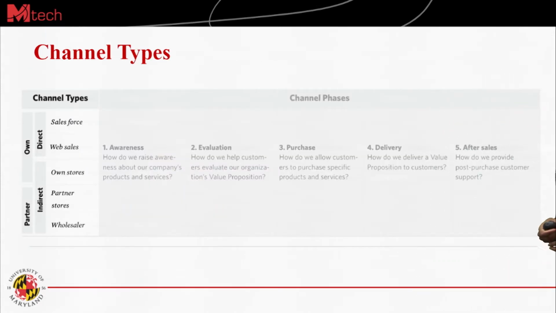So let's take a look at some channel types. Now, channel types, as you can see on the far left, are on 2 different vectors. So you have indirect or direct channel partners, and these are either direct, meaning interacting directly with the customer, or indirect, meaning that the customer has to go through some type of intermediary to get to your product or service. And then you have partner versus owned. Partner being a partner organization that's helping you facilitate that interaction with your customer, or owned meaning that you own the channel that your customers are interfacing with.